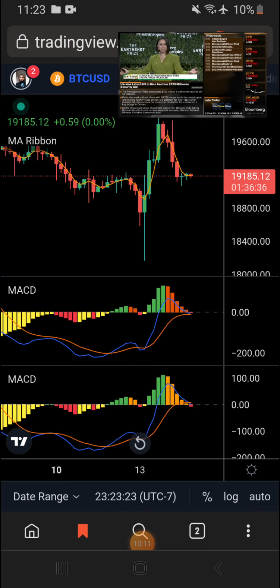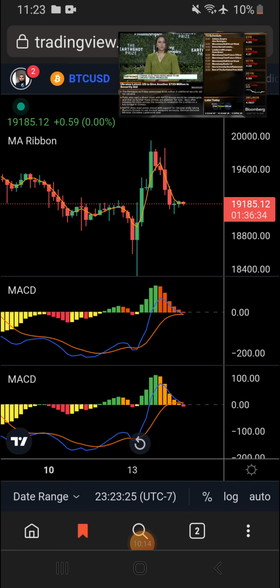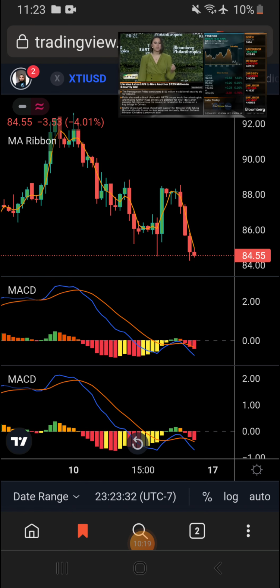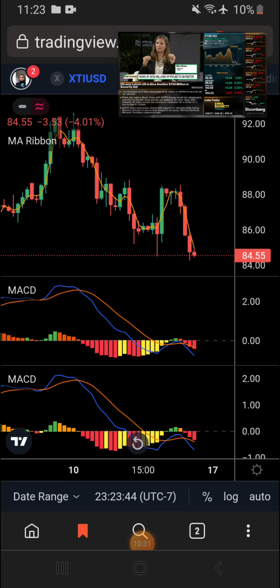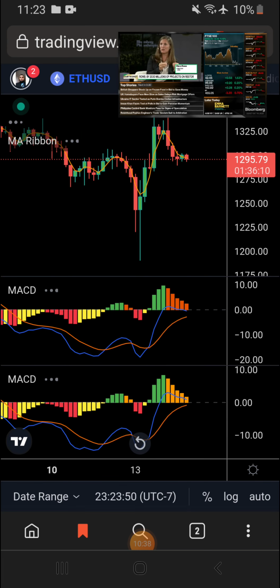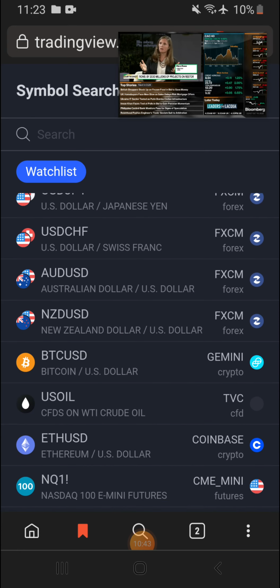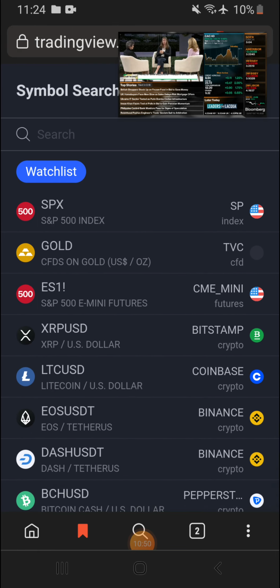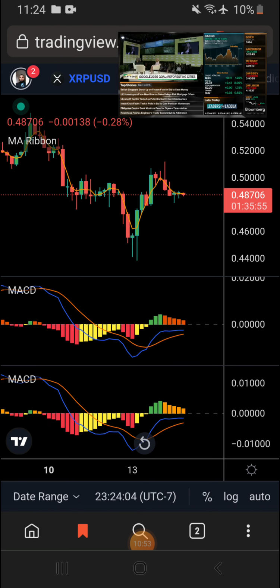Bitcoin's pretty flat right now. Oil coming down again, which is nice. Potentially see that go back into the $70 a barrel range. That would be good for gas prices, hopefully longer term. Crypto pretty much flat right now. It's open, but it's low volume. Flat. Super flat.